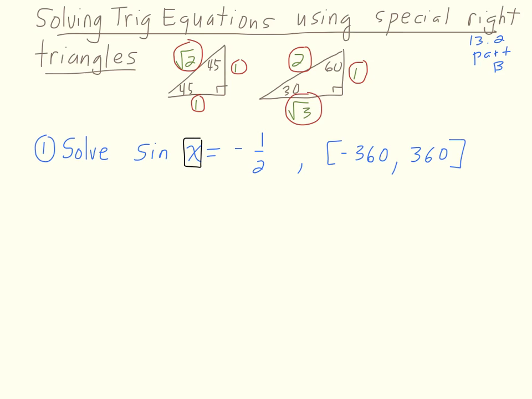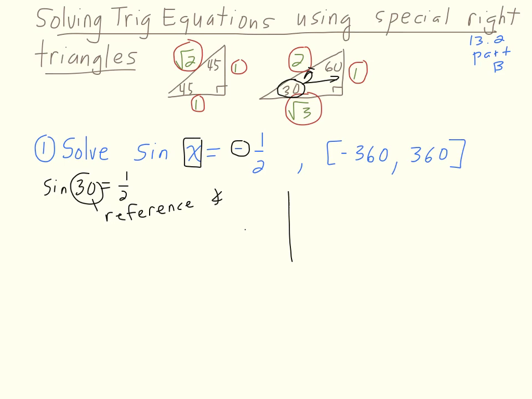Well, you need to recall that the sine of 30 is positive 1/2. Okay, that's hopefully one of the big three you have memorized. If you look at our diagram here, the sine of 30, opposite over the hypotenuse, is 1 over 2. So 30 though is not an answer because notice this is a negative 1/2. So we call this 30 our reference angle.